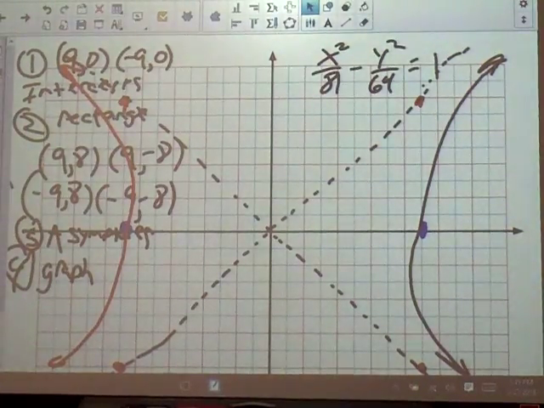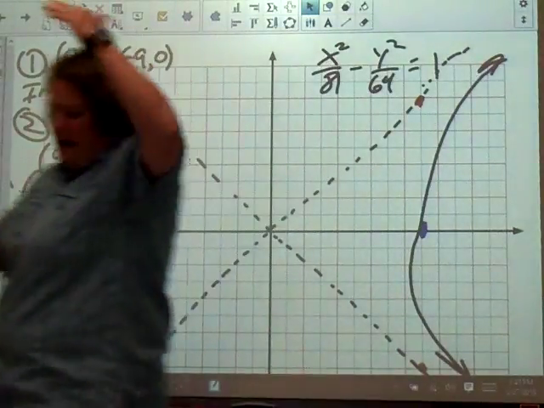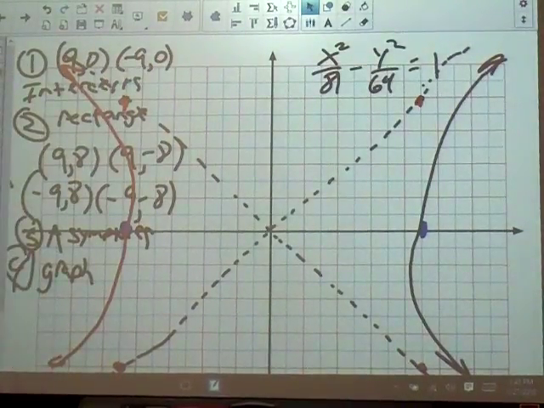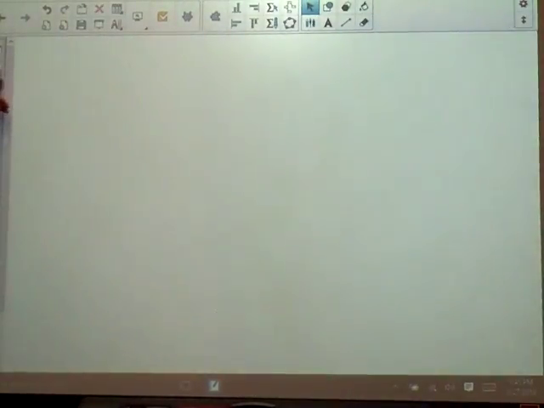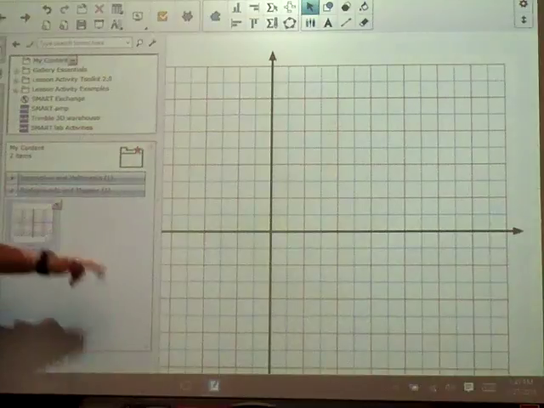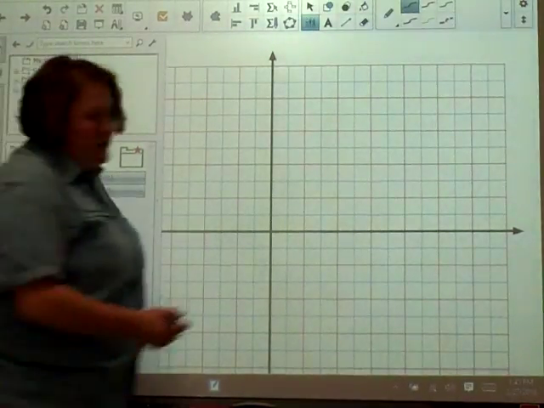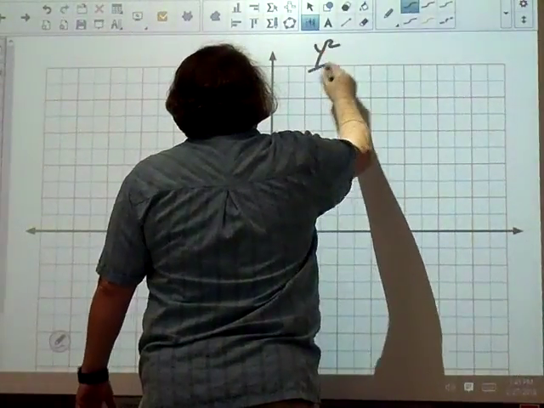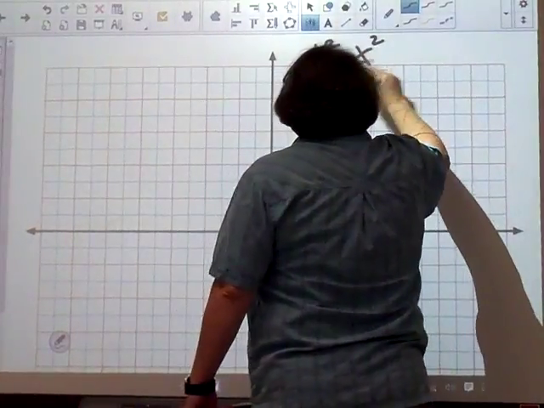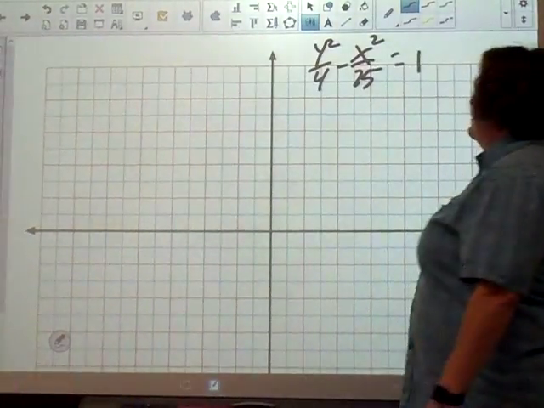Okay, not very difficult. Ready to try another one? We'll do one where it's the y-intercept one, so we can cover all that. Very good? Y squared over 4 minus x squared over 25 is equal to 1.